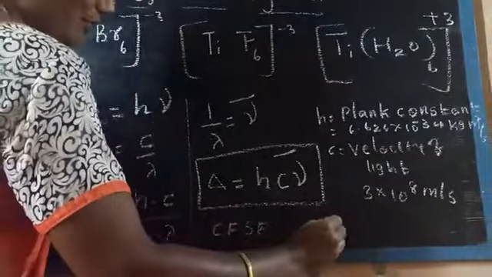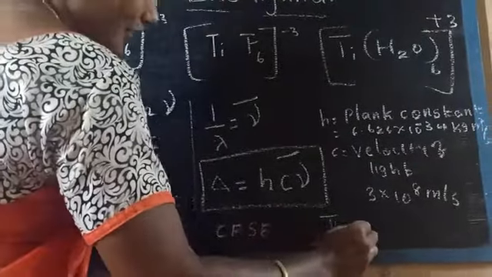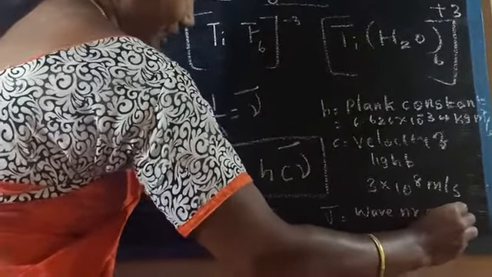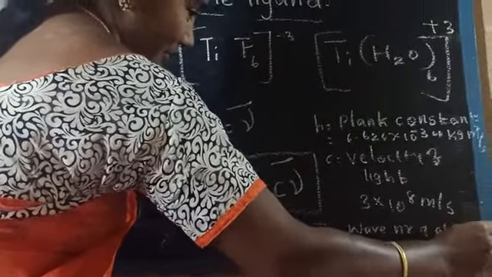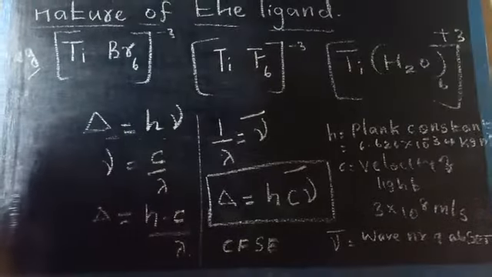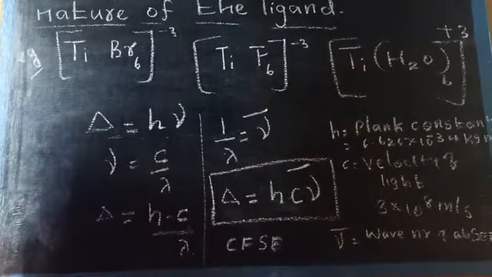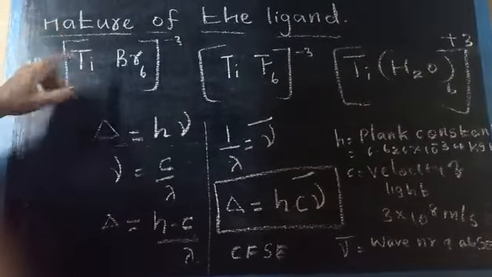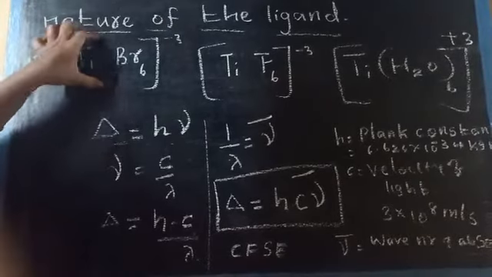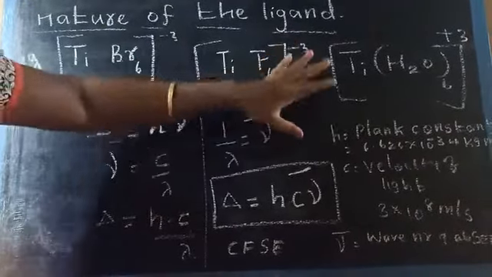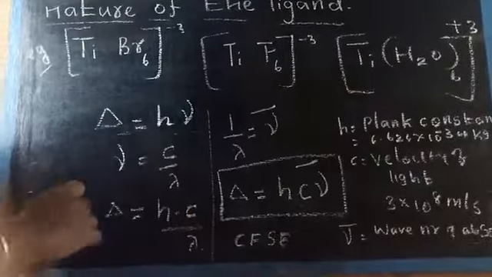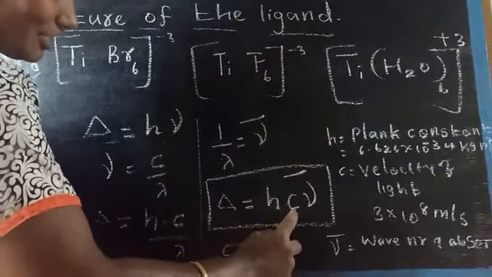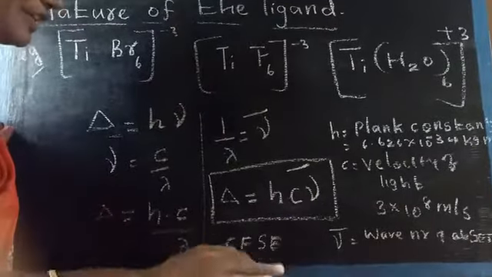Next, mu bar is denoted as the wave number of absorption, and lambda is the wavelength. Okay, children, now to calculate the delta for this coordination compound, according to the formula, h constant, c constant, mu bar is given in the question.